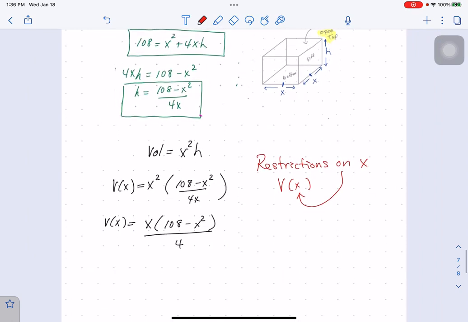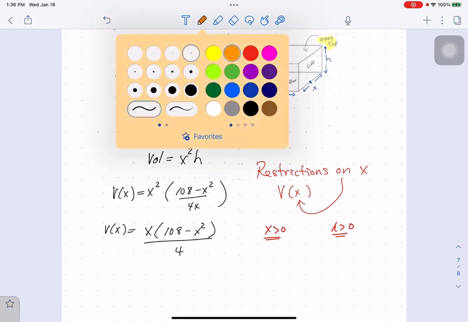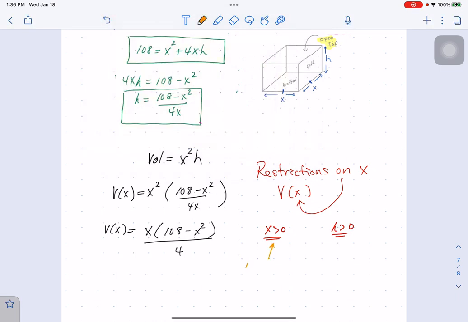Well, first of all, I think it makes perfect sense to everyone that x is going to have to be greater than 0. And we can say at the same time that h must be greater than 0. There must be a value for this length, and this length, otherwise there's no box. So we know that x must be greater than 0 and h must be greater than 0. This is our lower bound for x. Okay, this is the lowest it can be.